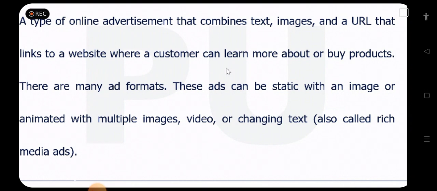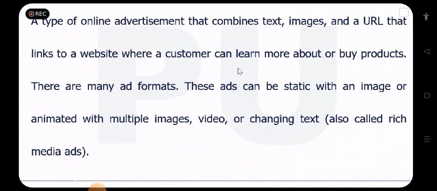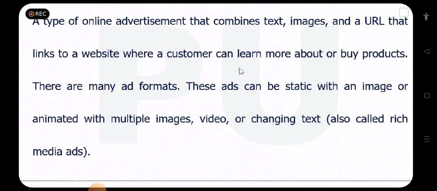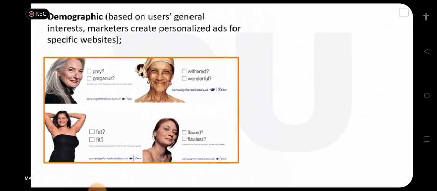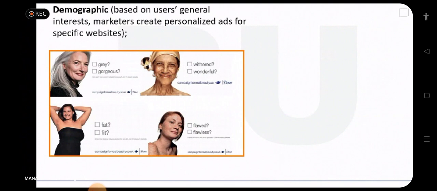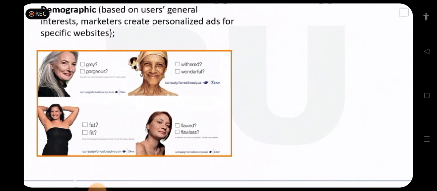So let's today learn the different types of display advertisements. What are the different types of display advertisements? The first is demographic. Now demographic, I guess we have understood the meaning of demographic, right?